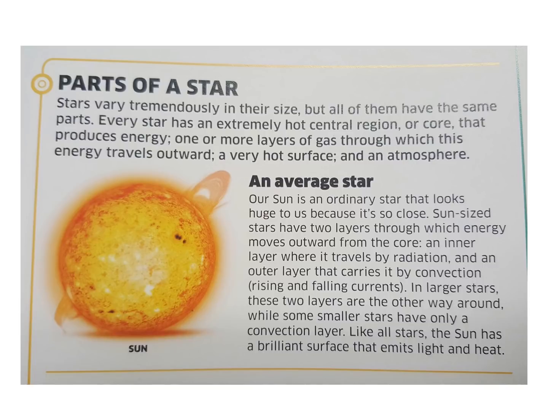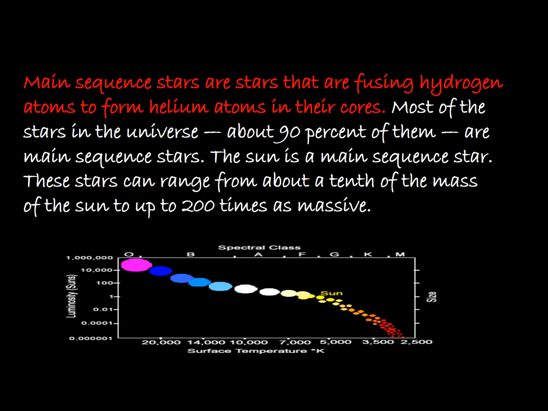Like all stars, the sun has a brilliant surface that emits light and heat. The reason stars are considered main sequence stars and the reason they spend 90% of their time here is because at this stage, they are still fusing hydrogen atoms to form helium atoms in their cores. Most of the stars in the universe, which is about 90% of them, are main sequence stars. The sun is a main sequence star.